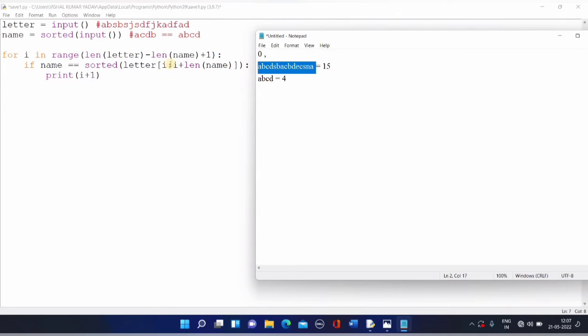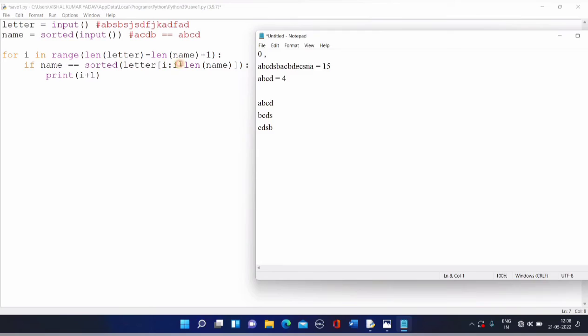Now see, I am slicing this letter in this format. Suppose the value of i is 0, so 0 colon 0 plus len of name. It means starting from position number 0, I have to go up to the 4th index, 4 minus 1, that is the 3rd index. So it will slice this, and my letter gets converted into A, B, C, D. Then starting from the first index, it will go up to the next 4 letters, that is B C D S, then C D S B, and so on. It will keep on slicing my letter word.